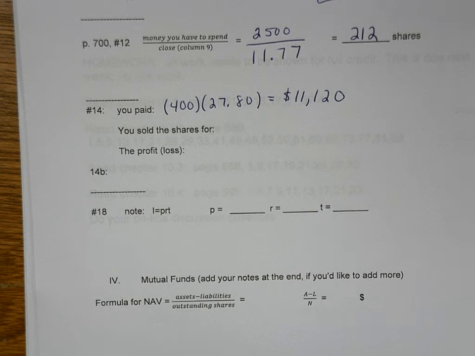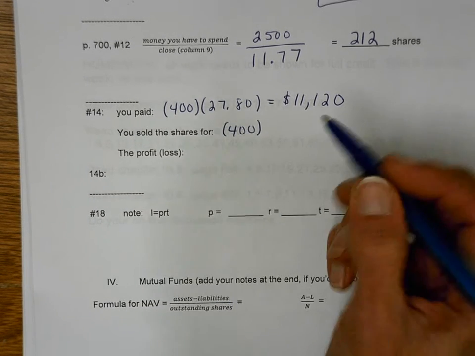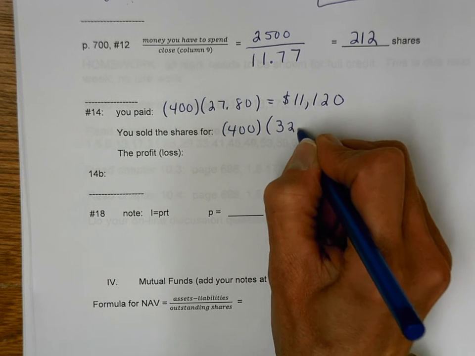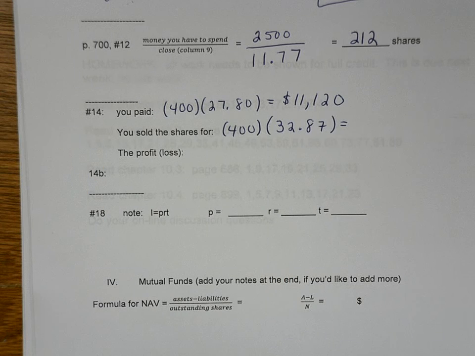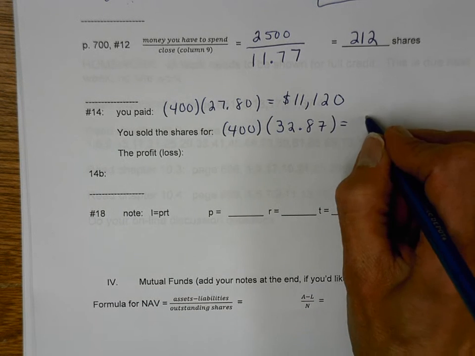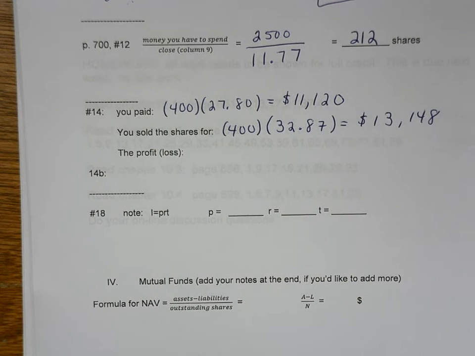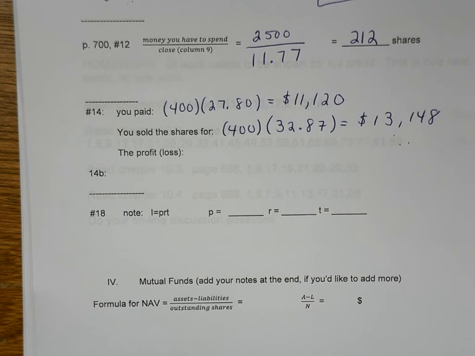All right, so when the stock exchange closed, these 400 shares were worth $32.87. Okay, so let's see here. If we multiply 400 times $32.87, I'm getting $13,148. Well, pretty good deal, right? He's making some money. All right, well, let's figure out how much profit did he make.